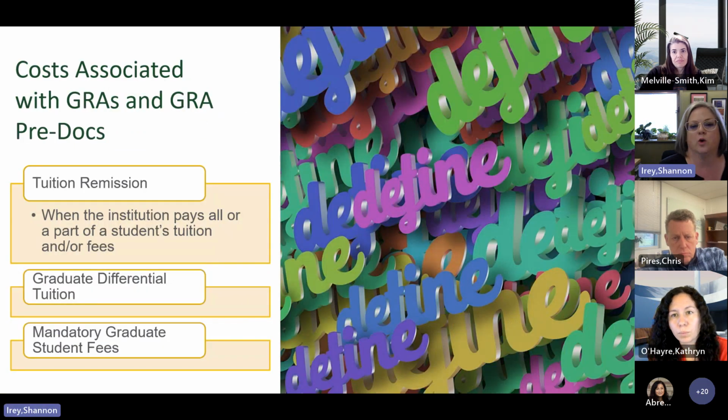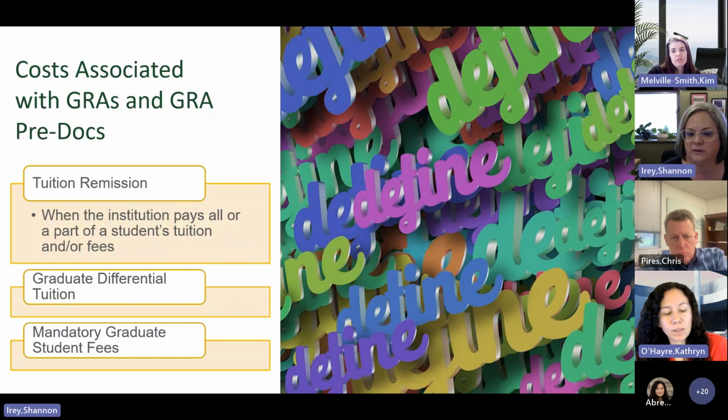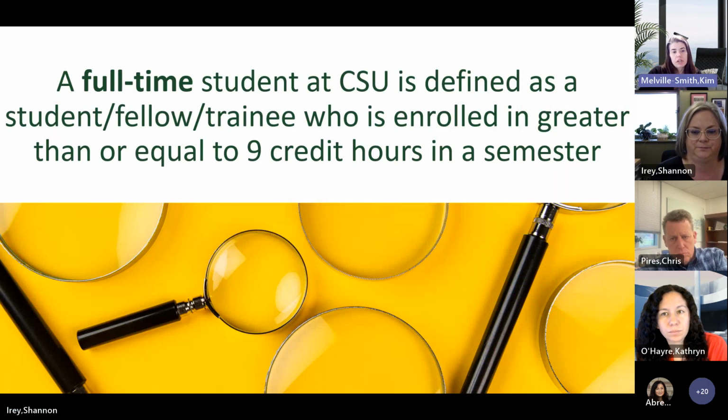Okay, so we have some other costs. Kim has her hand up. Can you go back? I just wanted to clarify that full-time student, 9 credits, is a full-time graduate student. It is a different level for undergraduate students. Yes. The majority of this presentation is referencing graduate students. So just wanted to clarify. Great, thank you.